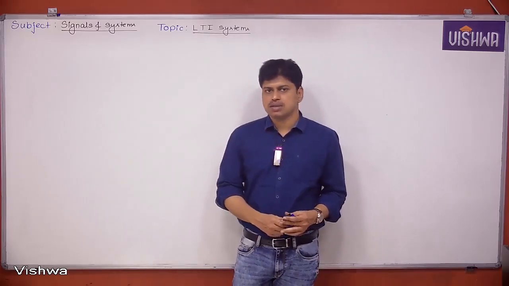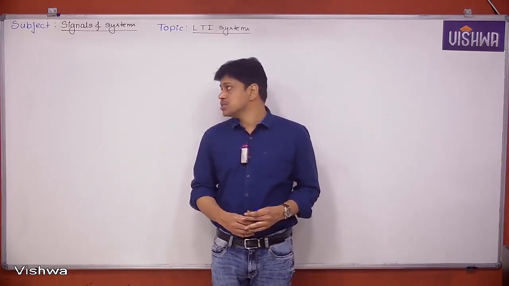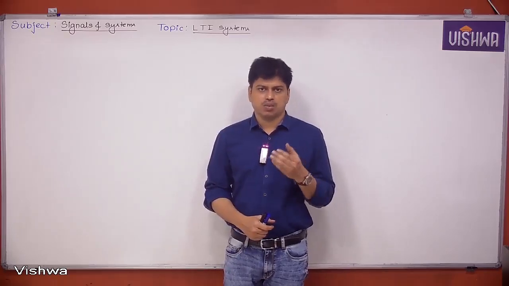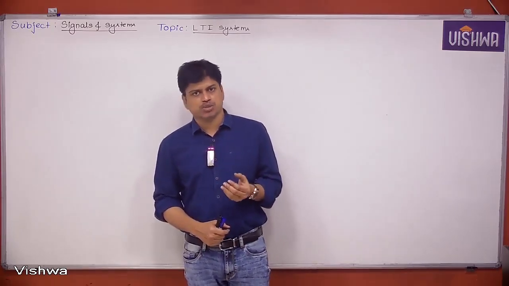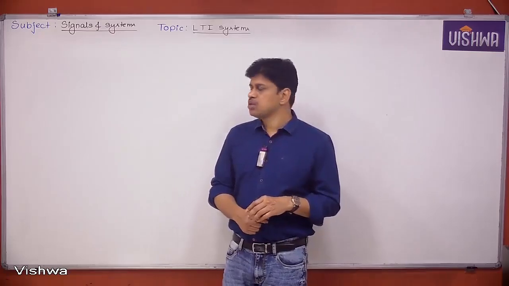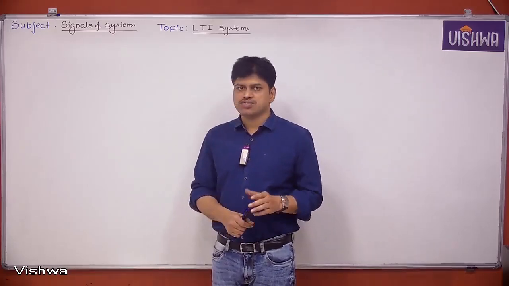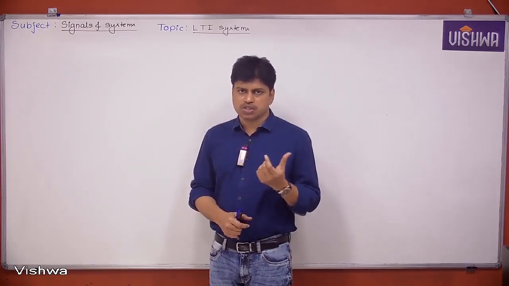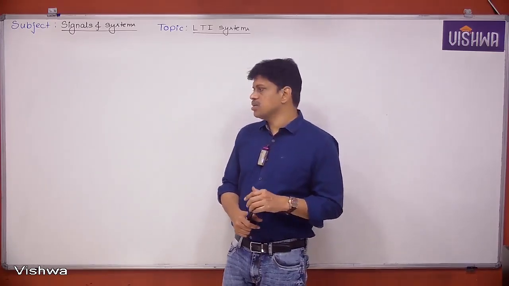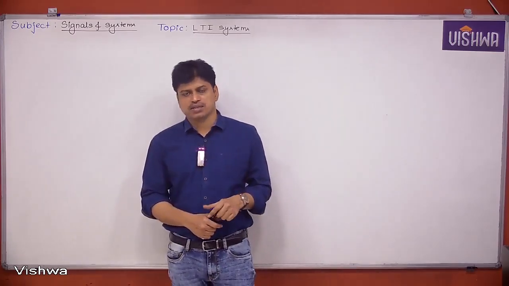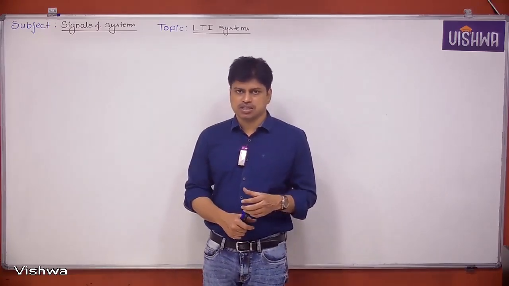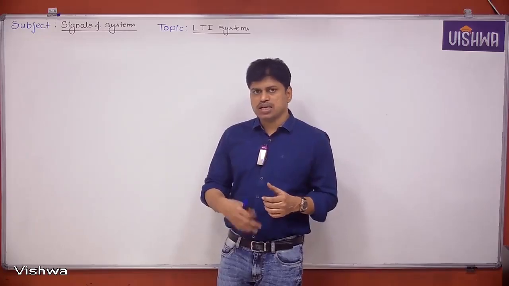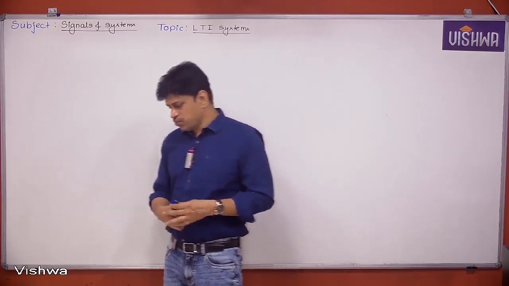In the previous session, we have seen the properties of convolution: the commutative property, the distributive property, and the associative property. From that we concluded that if two systems are cascaded, then the overall impulse response is the convolution of the two impulse responses. And if two systems are in parallel connection, then the overall impulse response is the sum of the two impulse responses. Let's see some more properties of convolution.